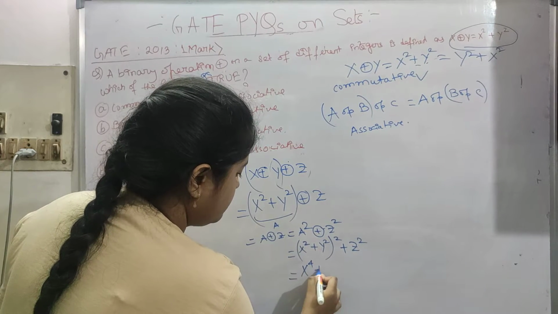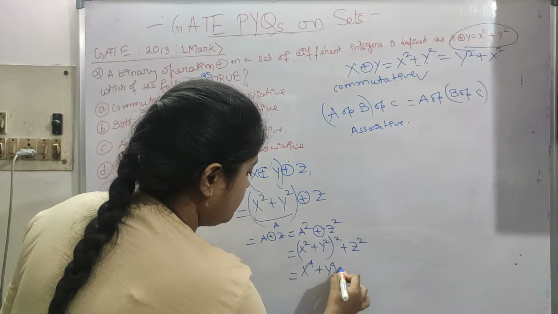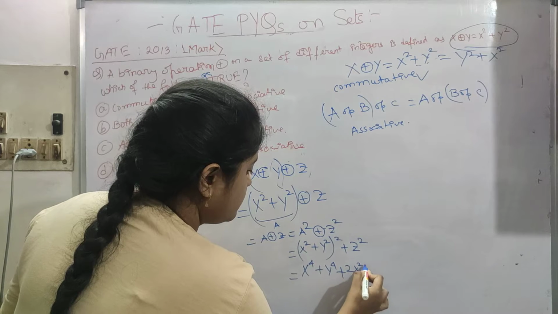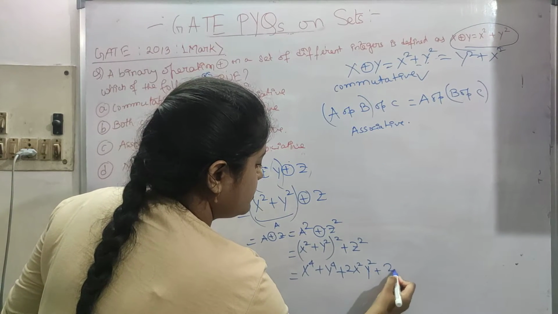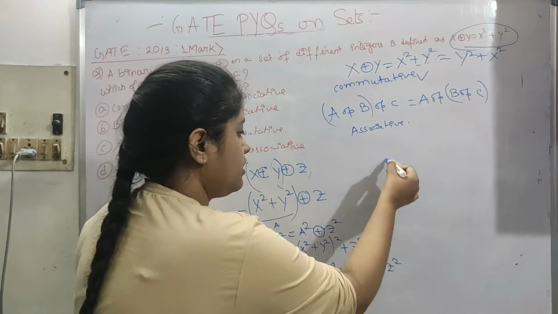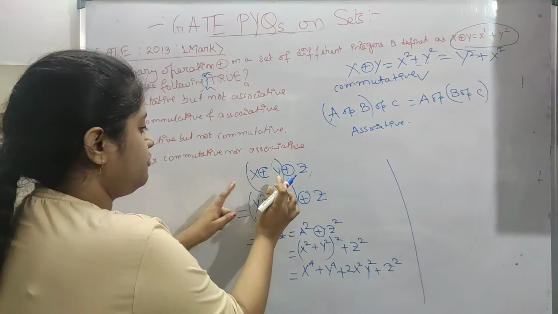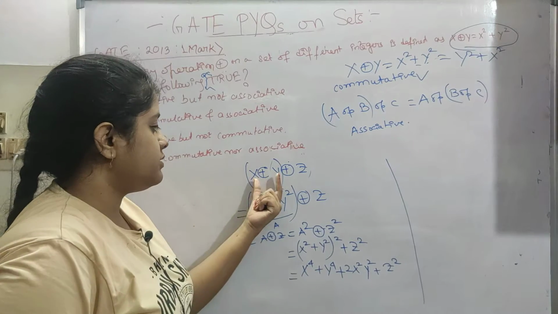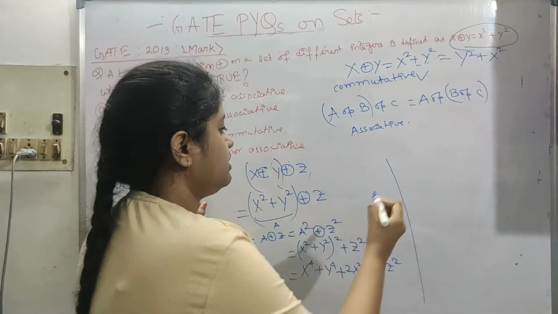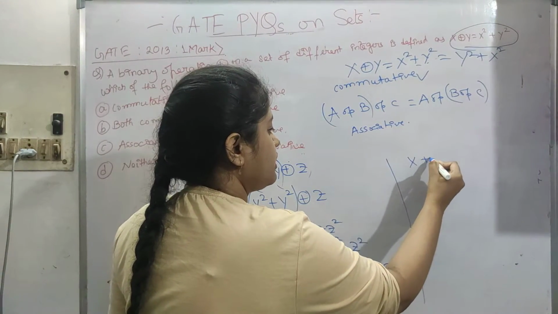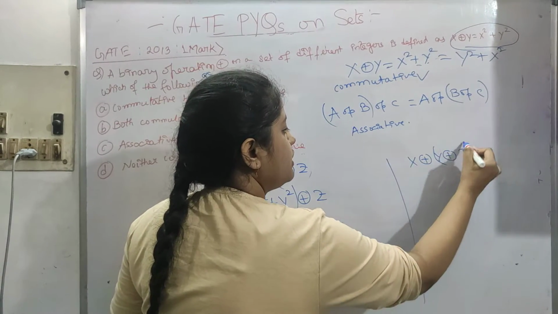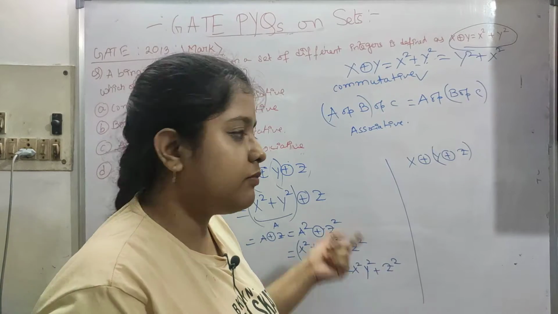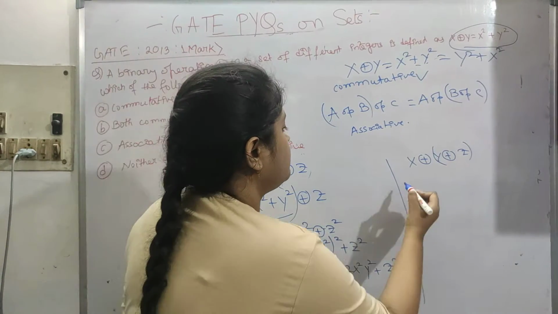This is x to the power 4 plus y to the power 4 plus 2 x square y square, plus z square. This is what we get if we take the braces in the first place. Now we move the braces from the first operator to the second operator. If we get the same thing, then bingo, you have found that it is associative.